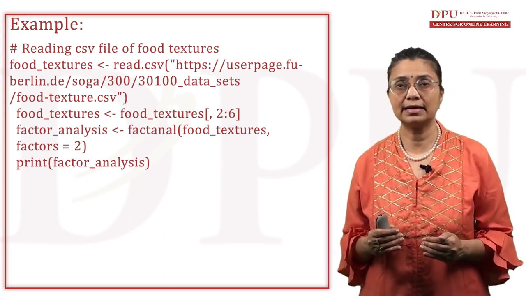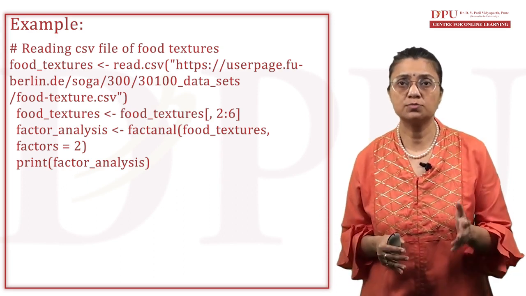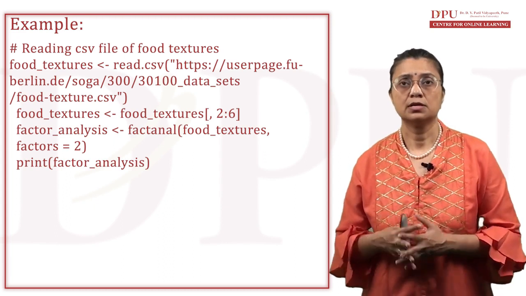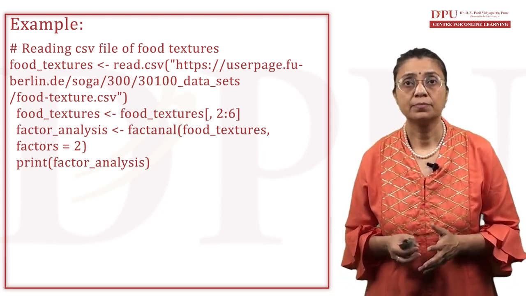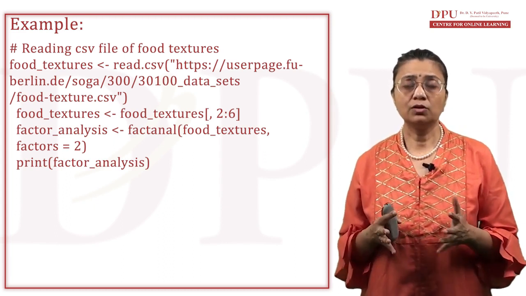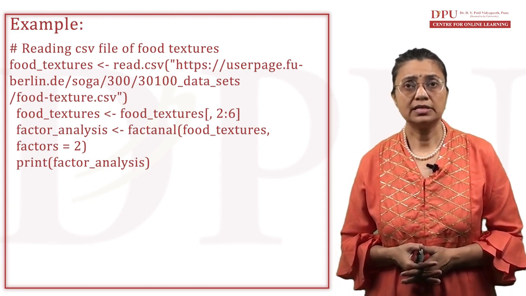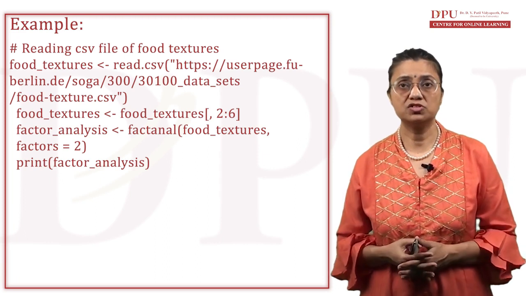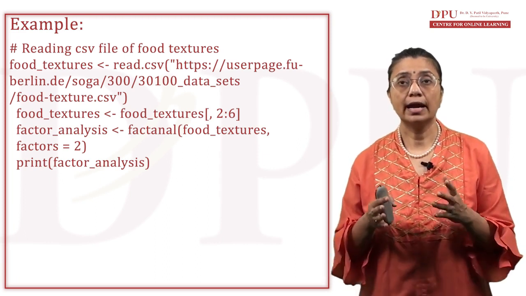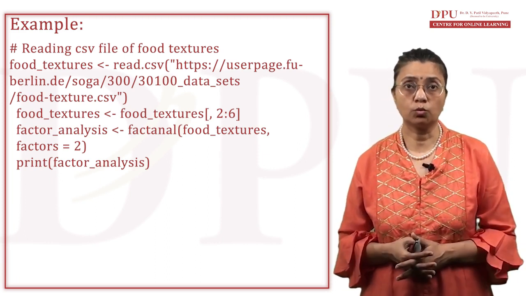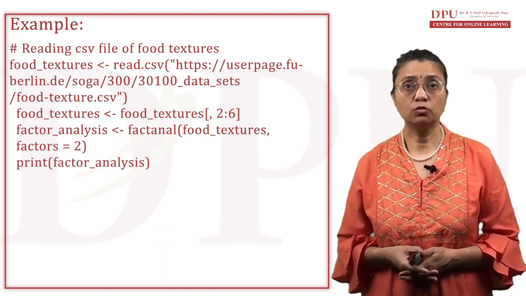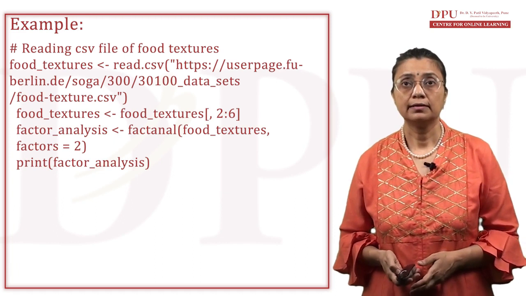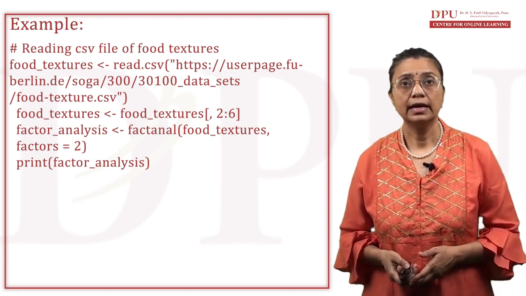all the rows are selected and only the columns from 2 to 6 are selected. 2, 3, 4, 5, 6. Basically the 5 columns are selected. When we go for factor analysis, we call the factanal function, and in that we pass the CSV data which is there in food textures, and we pass factors equals 2. So we have taken 2 factors and then we print the factor analysis. That is how we are printing the factor analysis.